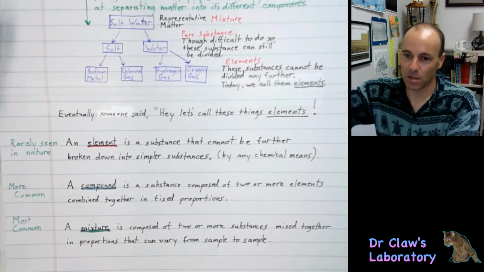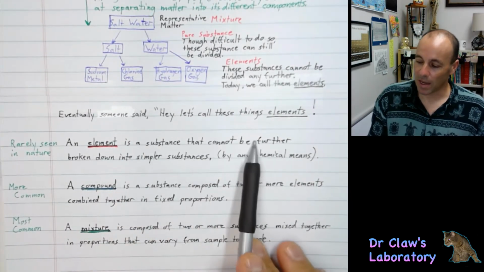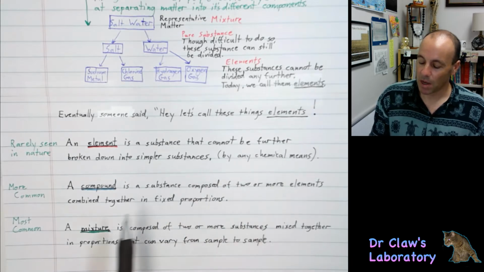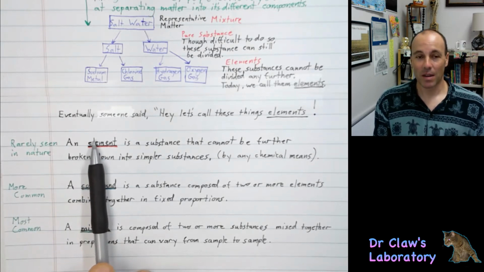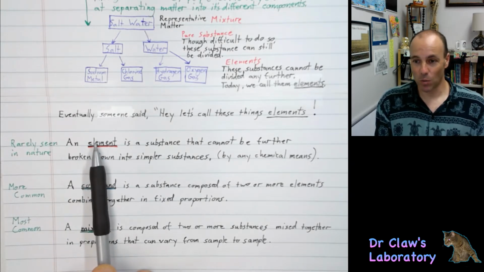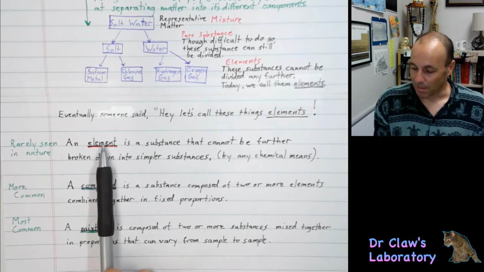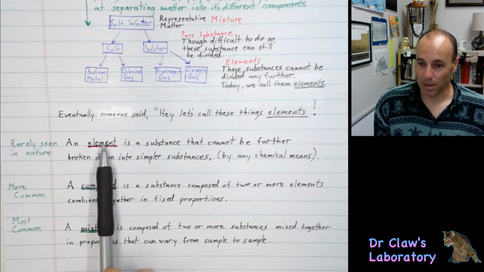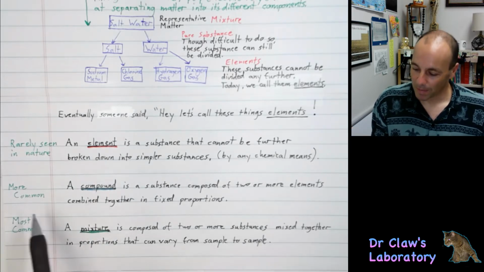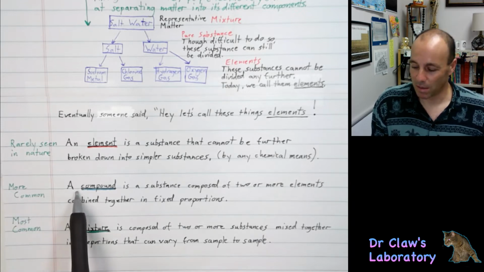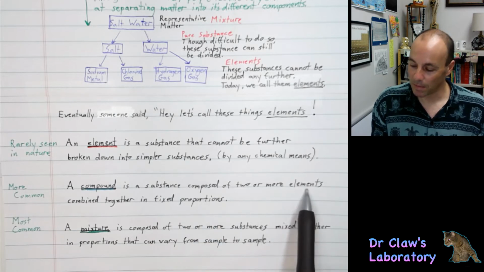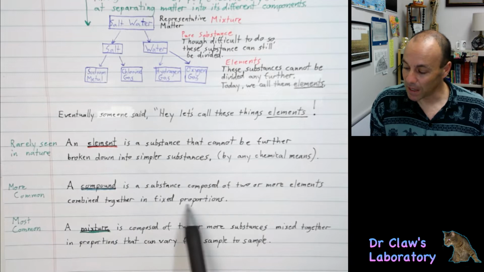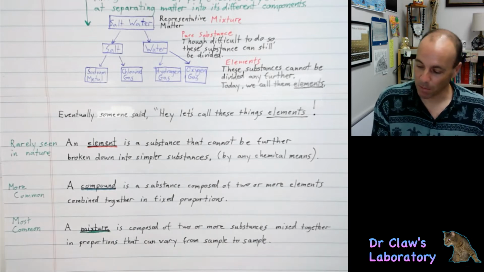So I'm giving you some definitions here. An element is a substance that cannot be further broken down into simpler substances. Well, you hardly see these in nature. In fact, the only source for pure metals way back in the day were meteorites that came from the sky. That was the only way that you could get pure metal until people figured out how to smelt ores. More common is compounds. A compound is a substance composed of two or more elements combined together in fixed proportions. Okay, fixed proportions, very important.